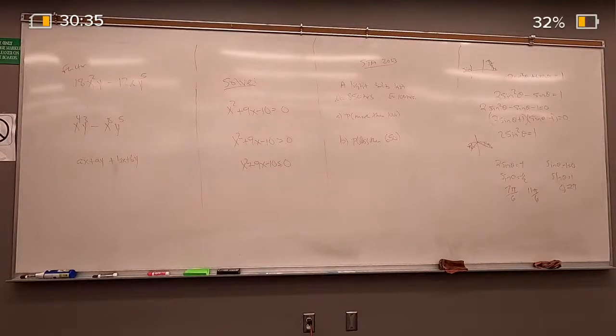Wait, so yeah, because I think you're right. So it would be pi over 2, because it would be negative.